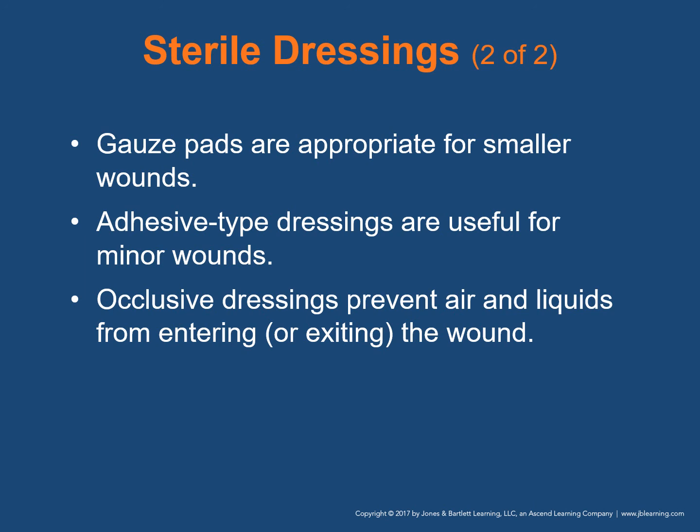We do have adhesive type dressings for minor wounds, Band-Aids. So they have that sterile dressing, but they also have an adhesive method to secure it. You have occlusive dressings as well that prevent air and liquids from entering or exiting the wound. Remember, occlusive dressings are going to go on your abdominal wounds and your neck wounds so that air does not flow through the dressing.